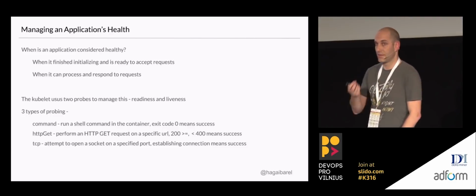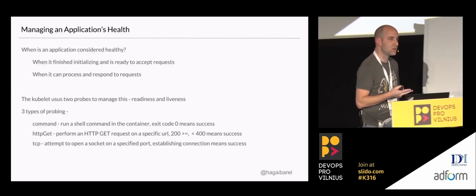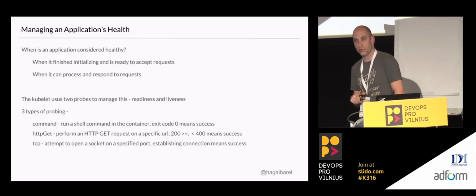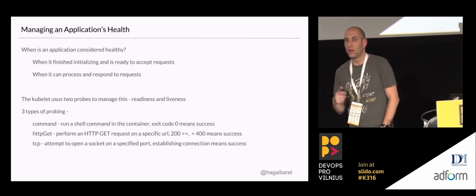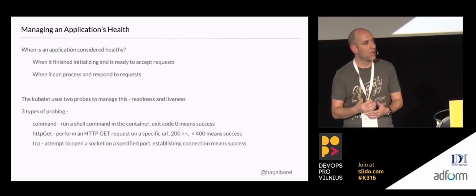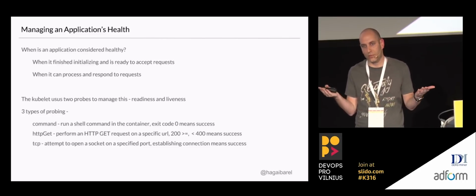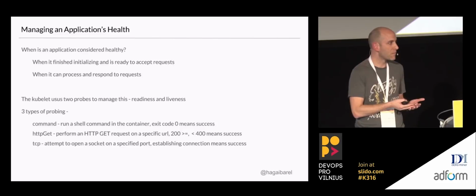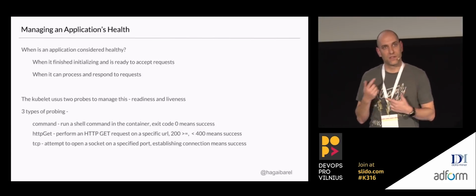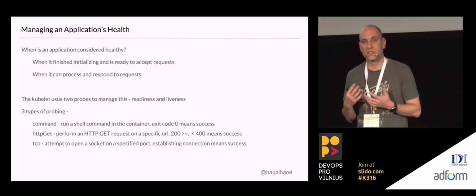So the kubelet, the agent that runs on those nodes, uses two probes to manage this, one for each state: the readiness probe and the liveness probe. We'll define the readiness probe as checking once the application finished its initialization and can receive requests. It's a one-shot thing. Once it finished initializing, great, we're done. We don't need to check if it's ready because it's ready. The liveness probe, however, is something continuous. We want to check it continuously through the life cycle of the application, as long as it's running, just to make sure that it can actually serve requests.